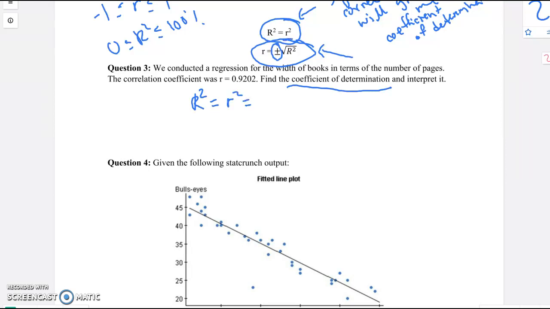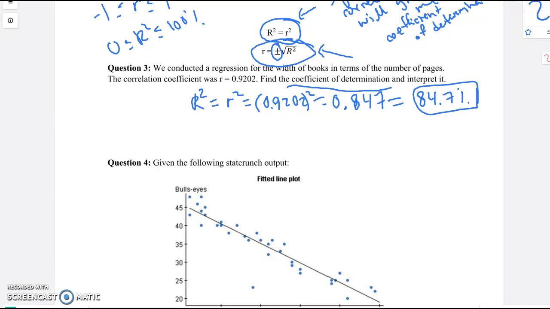And I know what little r is, at least. Little r is 0.9202, and then I'm going to go ahead and square it. Okay? So when I get into my calculator and square 0.9202, rounding to three decimal places, I get approximately 0.847, which in percentage will be 84.7%. That is what my r squared is going to be.